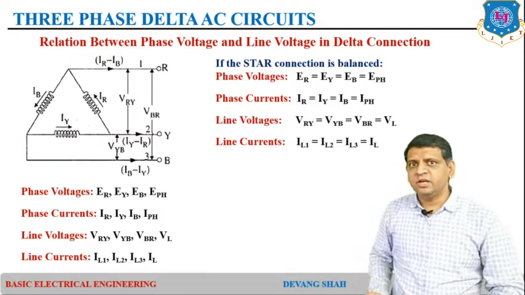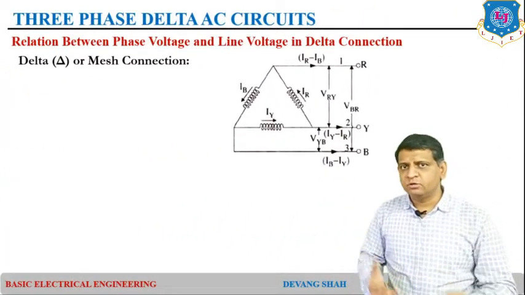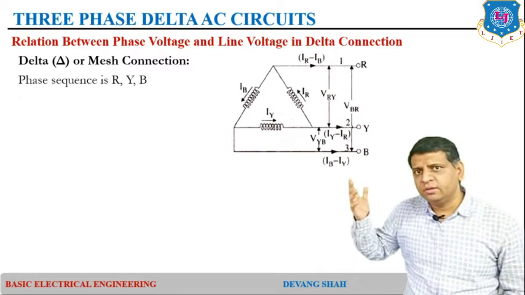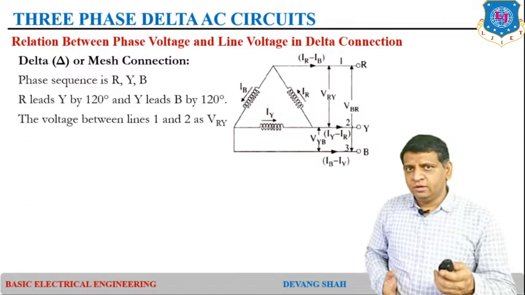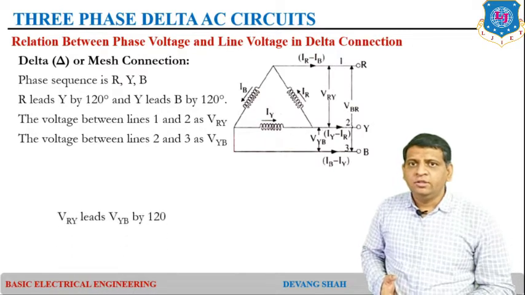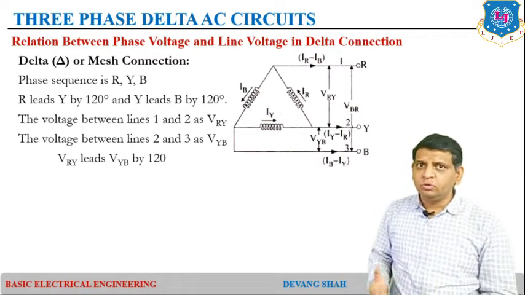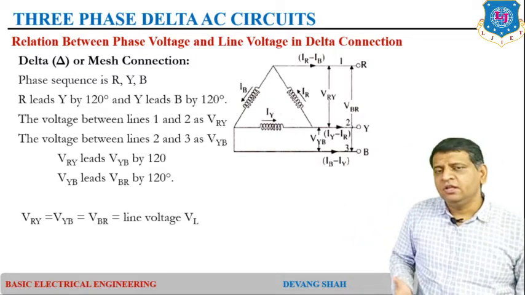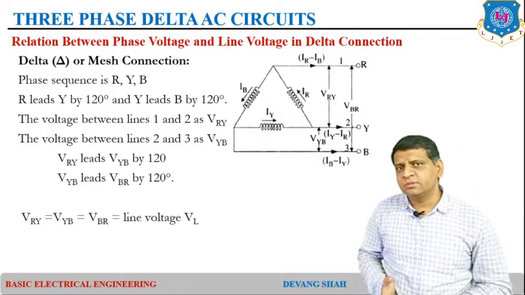Now with this consideration, our next job is to find the relationship of voltages and currents, right. This is a mesh or delta connection. You can see from the circuit there are 3 phases R, Y, B, and all are 120 degrees apart from each other. If I am looking at the line voltage between two lines, VRY, VYB, VBR, it is the same as the line voltage VL, right. All the line voltages are the same because the system is completely balanced.